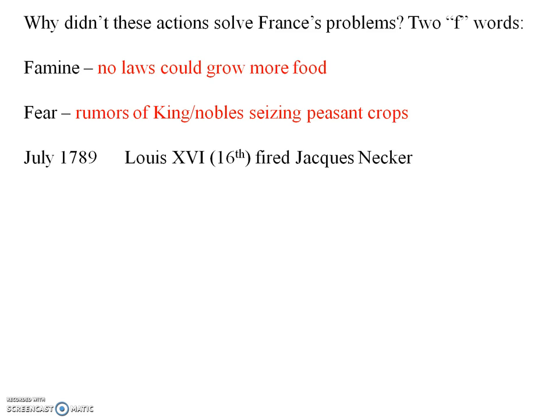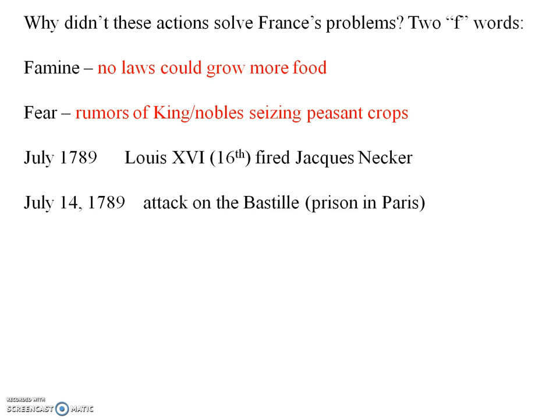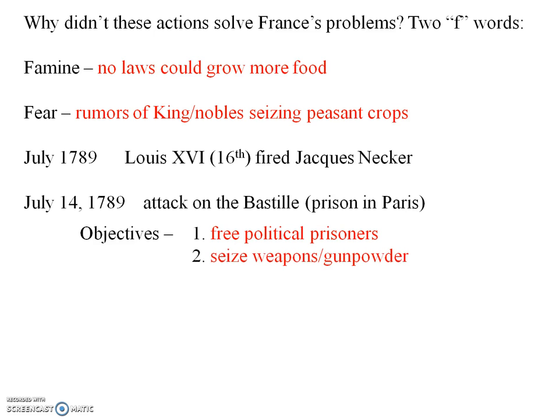Things came to a head in July of 1789 when Louis XVI fired Jacques Necker. You may remember that Necker was the finance minister who had suggested taxing the nobility in the first place. The people found Necker's ouster totally unacceptable and decided to take action. After acquiring several thousand muskets, the people then needed gunpowder. For it, they went to the Bastille, a notorious prison in Paris where political prisoners were said to be held and tortured. The objectives were twofold. One, free political prisoners, and two, seize weapons and gunpowder.